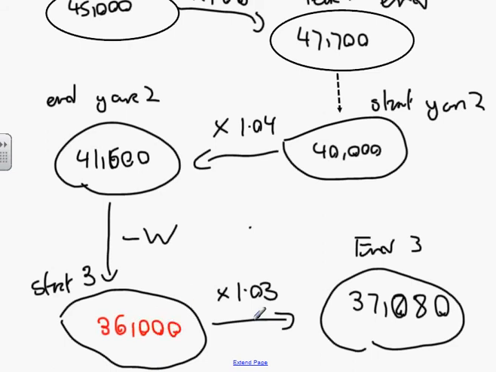Okay. Now you have your 41,600 from the end of year 2 and your 36,000 at the start of year 3. What did we take away to make that happen? 5,600. That's a pretty easy one. Okay. Just gotta keep track. I started using that sort of diagram. Next bit, all the way up, and then you just reverse the process to find what you're looking for.